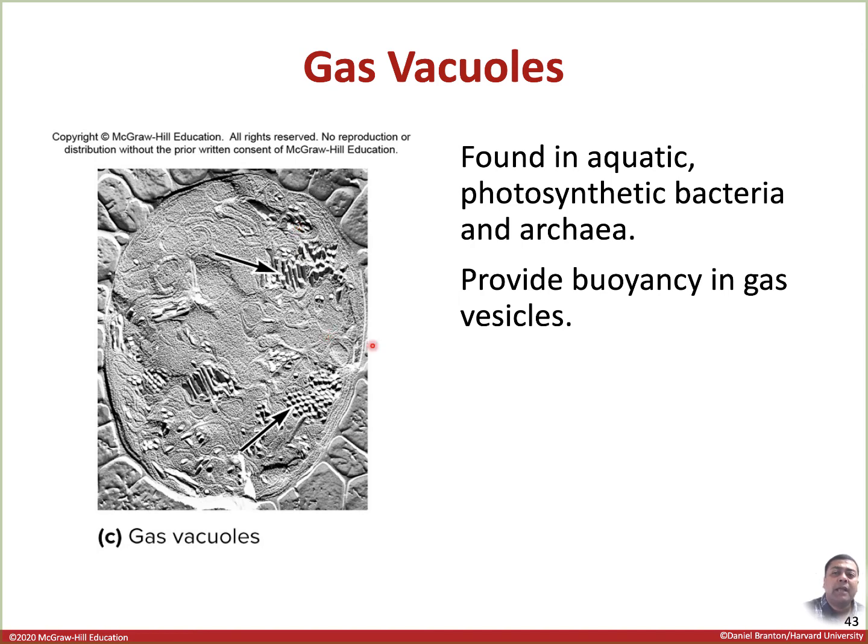Next, the gas vacuoles are actually found in aquatic photosynthetic bacteria and archaea. And these actually help the buoyancy in the gas vesicle. Just think about that. This is a swim bladder of the bacteria, just like the fish. So this is the function for the gas vacuoles.